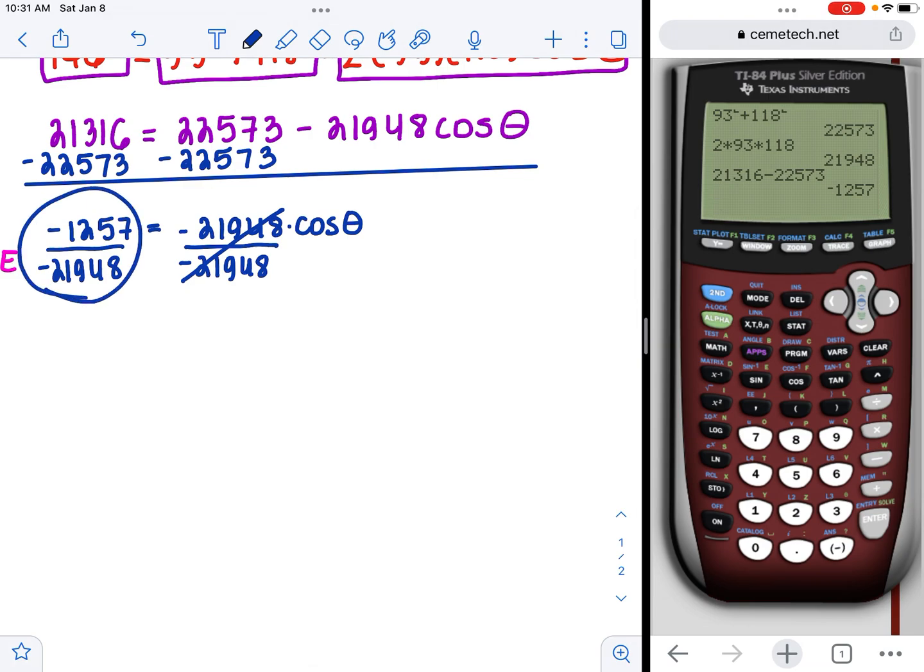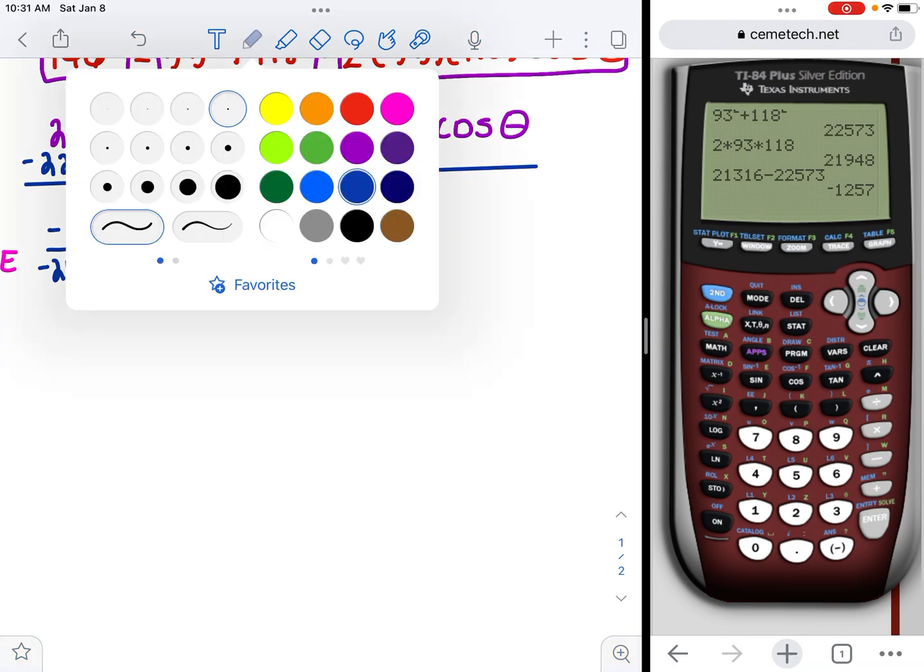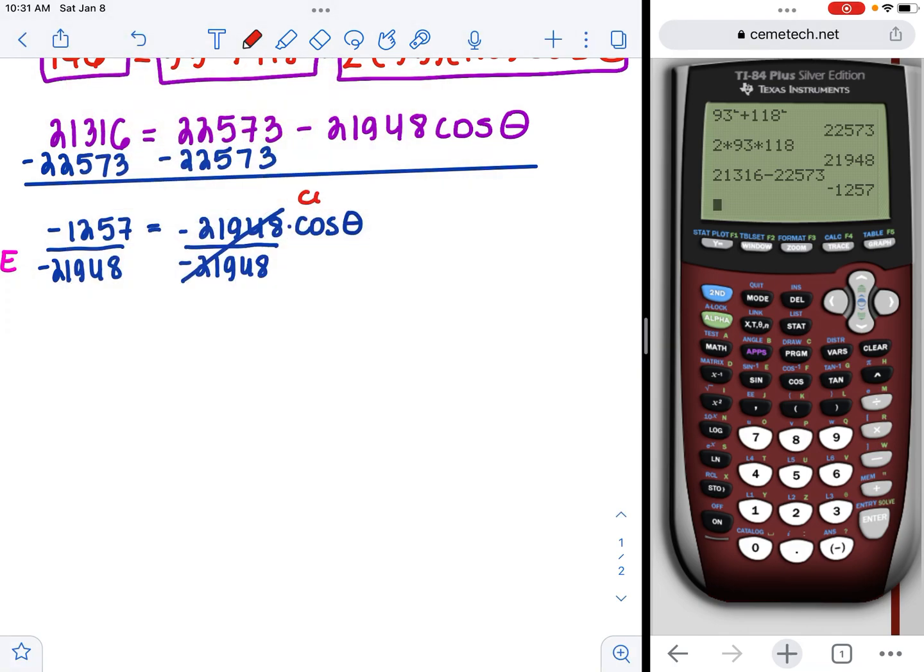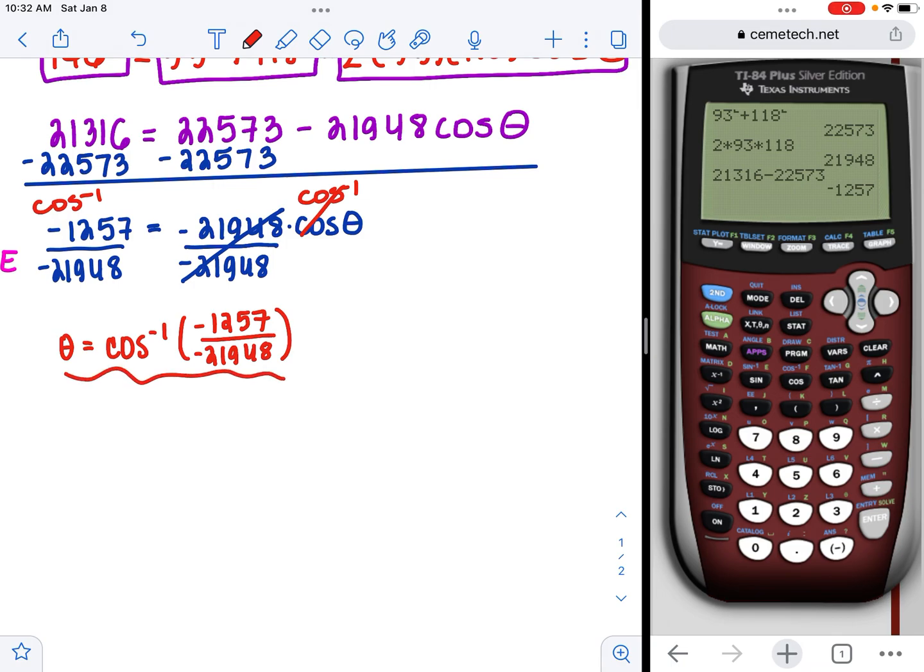All right, so now I have cosine of theta is equal to this. And remember, I have to get theta by itself. So I'm going to cosine inverse both sides. So I'll cosine inverse this side, cosine inverse this side, and then these will cancel. So I have theta is equal to cosine inverse of negative 1257 over negative 21948. Remember, you want this on your paper because this is what you're typing in your calculator.